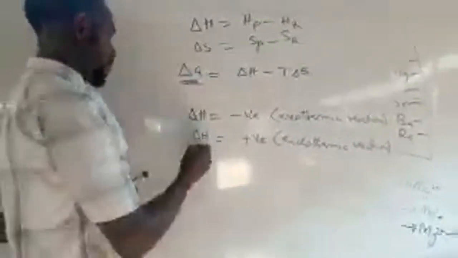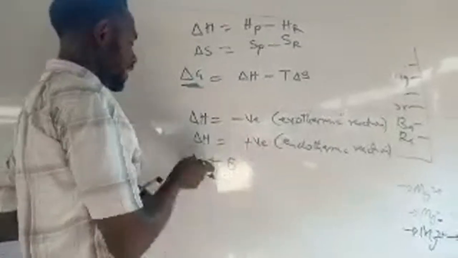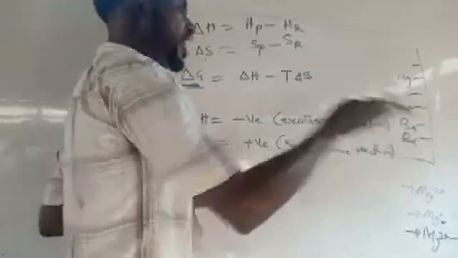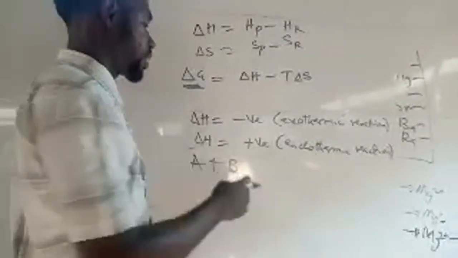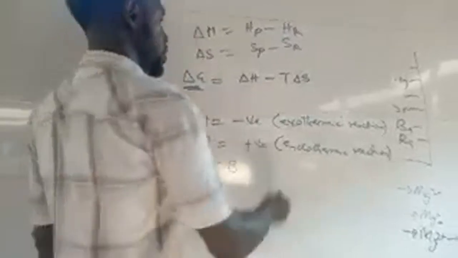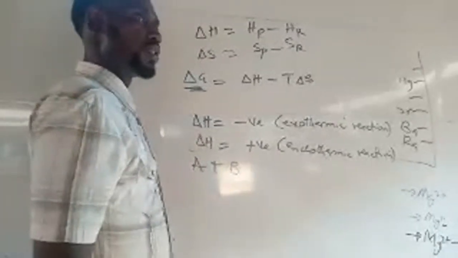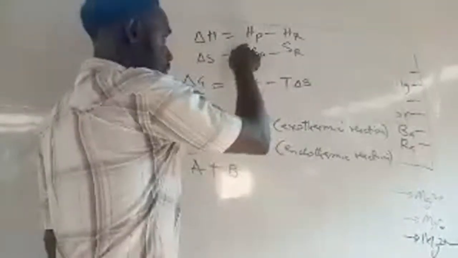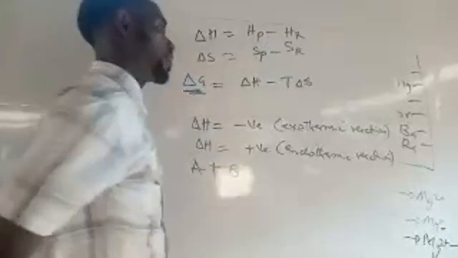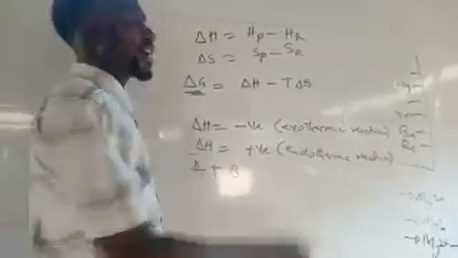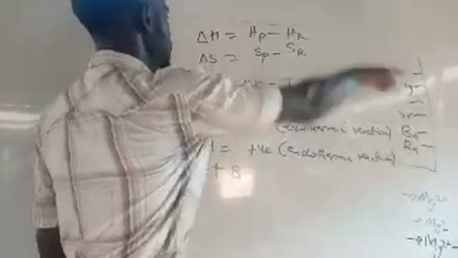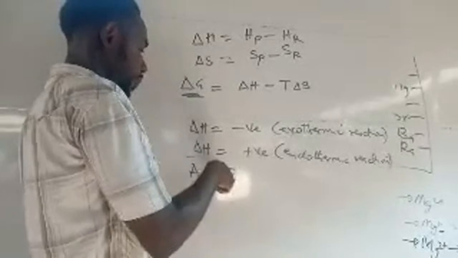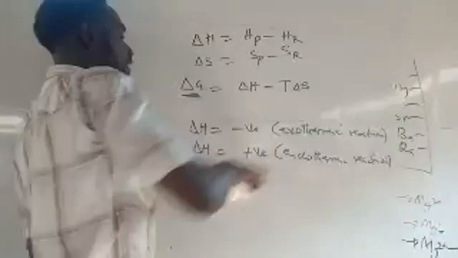Please take a look. If you react A plus B, initially A is cold, B is cold or normal, and eventually you feel heat. The reaction vessel feels hotter to touch. Such a reaction is what? Exothermic. What does it mean? That the heat of the product is less than the heat of the reactant, and in that case it's going to give you a negative sign.